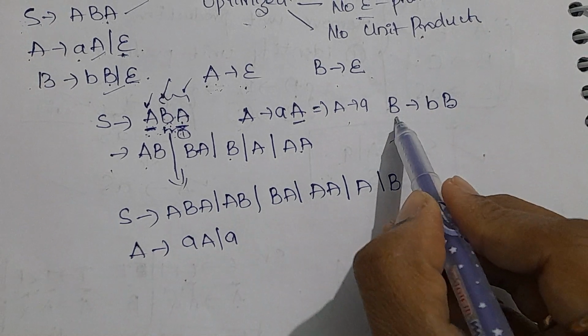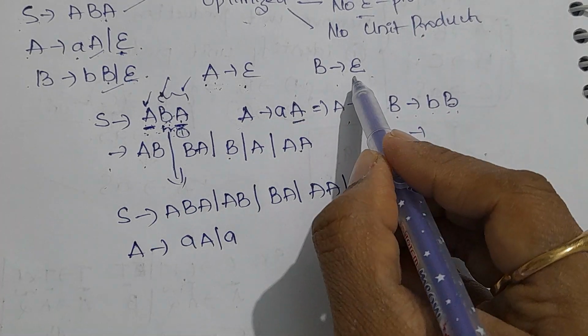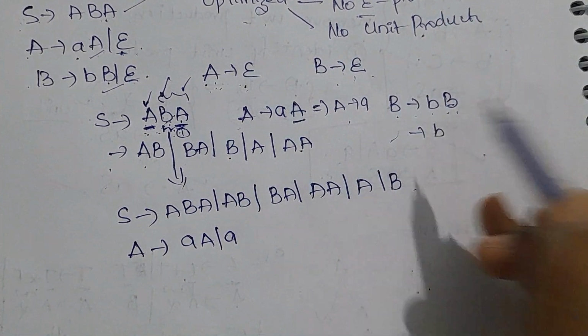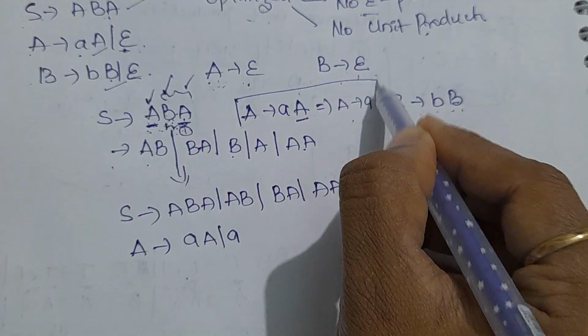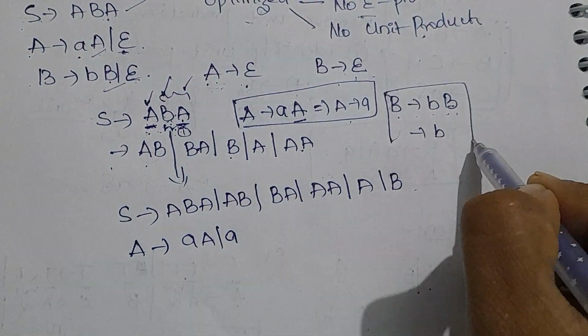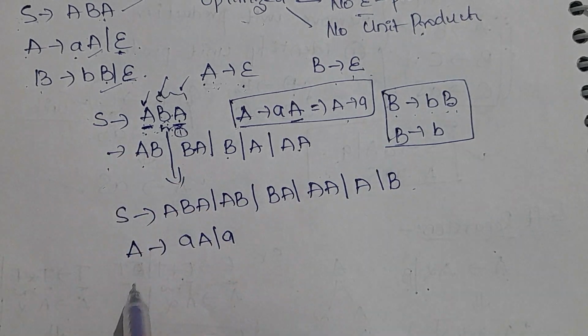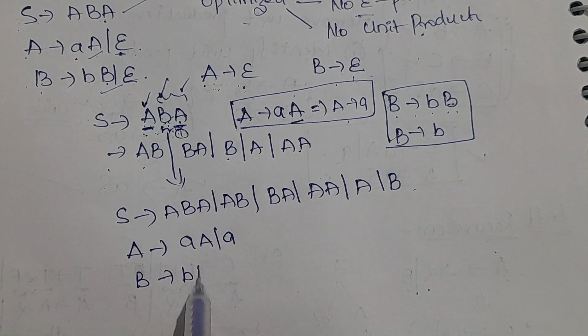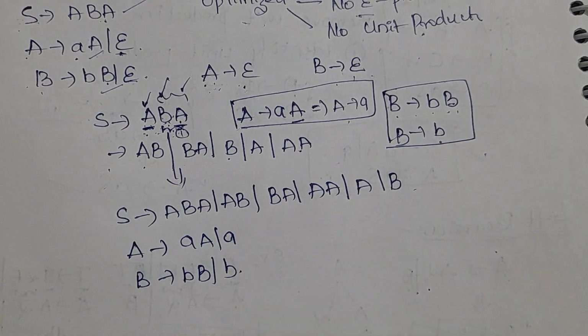Next, B tends to B, right? In place of B, if I replace with epsilon, what will happen? B will be the result, right? So, this is one criteria, this is one criteria. Now, actually B is deriving small b, capital B. In place of epsilon, I am replacing small b here, right?